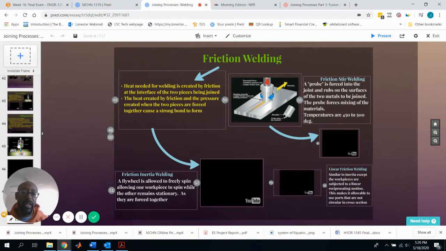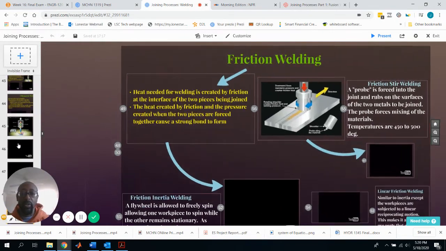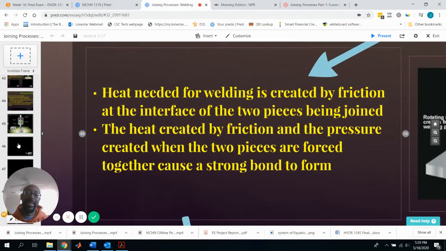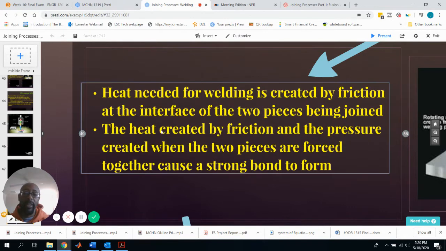Now, another solid-state welding process is friction welding, and there are actually several different types of friction welding processes. So what happens in friction welding is that the heat needed for welding is created by friction at that interface. So you still have a lot of movement, a lot of friction, and you also have some pressure taking place as well. And so that heat created by friction and the pressure come together to cause a strong bond to form.